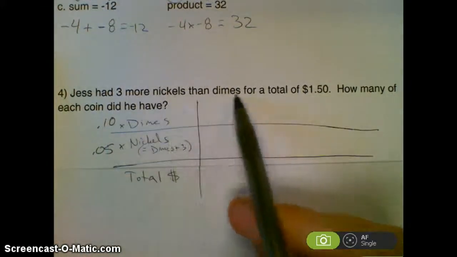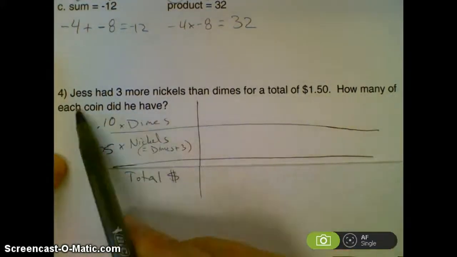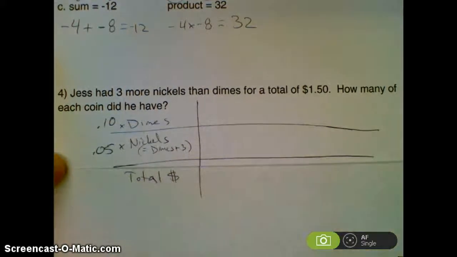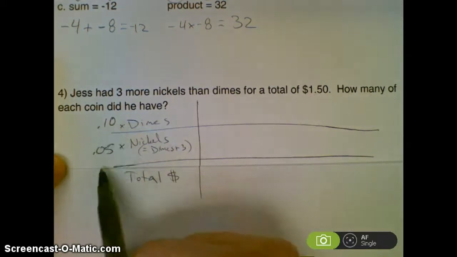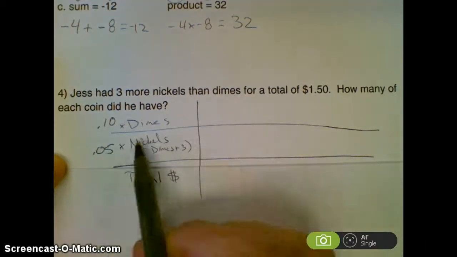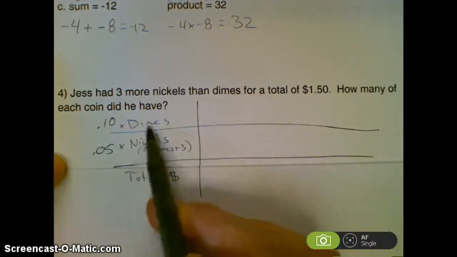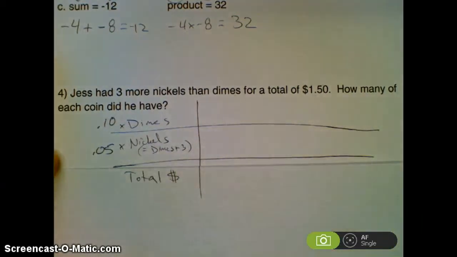Jess had 3 more nickels than dimes for a total of $1.50. How many of each coin did he have? Well, we have background knowledge about what a nickel and a dime are. A dime is 0.10, 10 cents, or 10% of a dollar. A nickel is worth 5 cents, 0.05. I'm given that however many dimes I have, I have 3 more nickels. So I can use that information to figure out exactly how many I have.